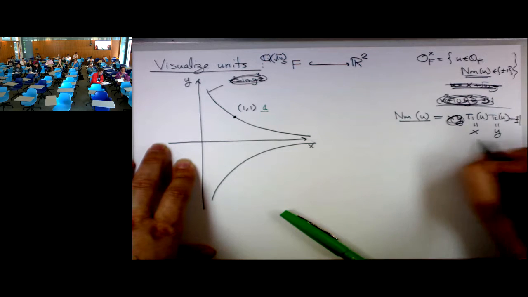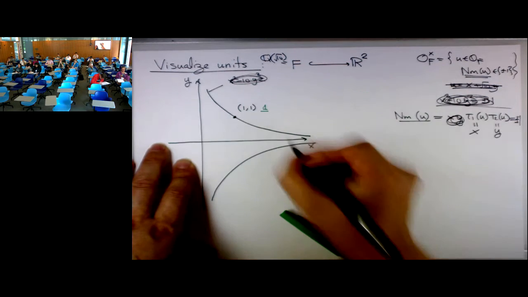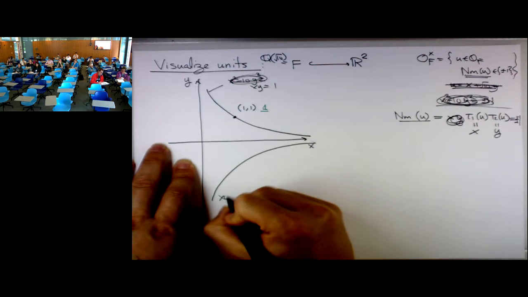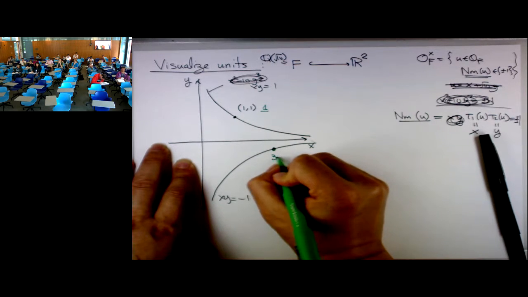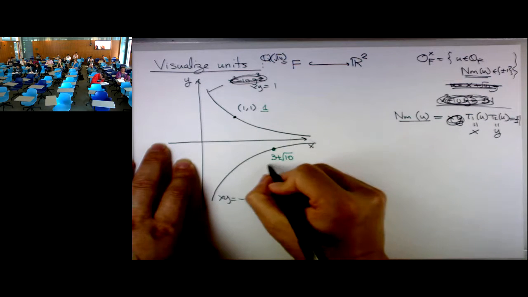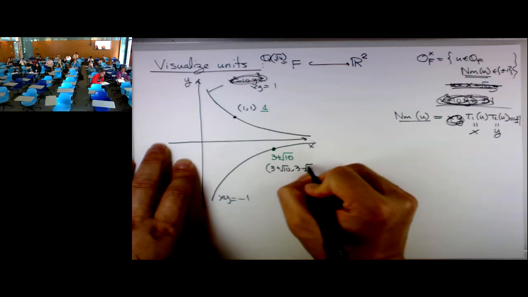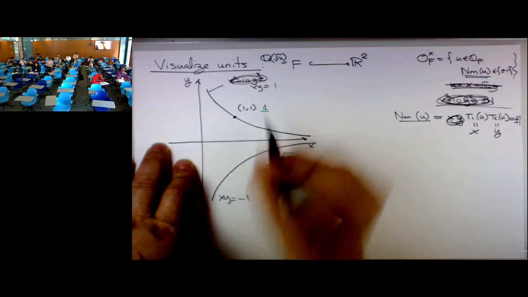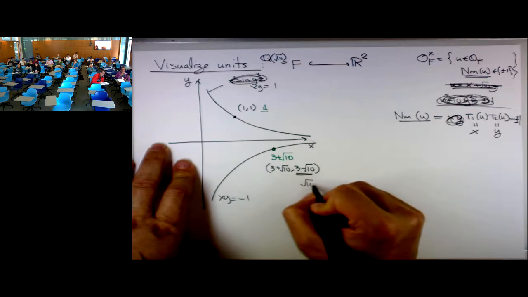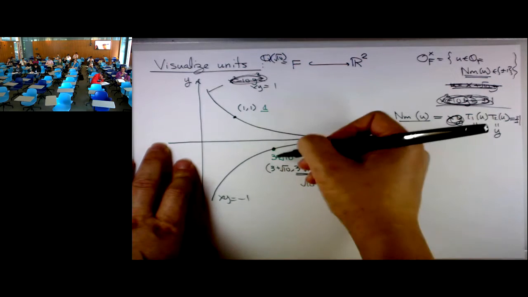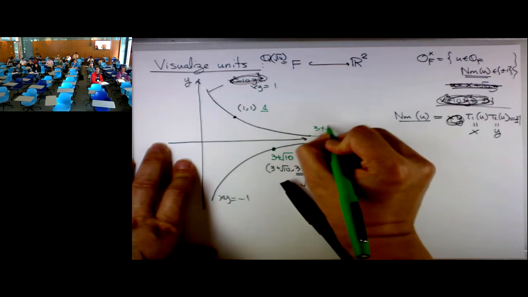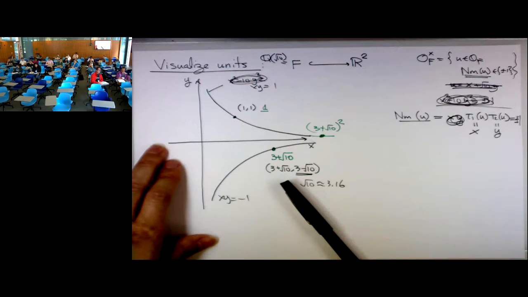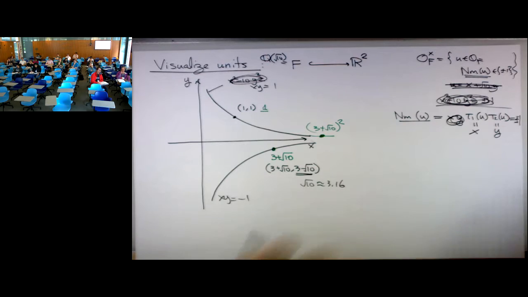I'm really looking at a standard problem where x times y equals plus or minus 1. This is xy equals 1, and this is xy equals negative 1. And so this is the number 1 here. And the next number is 3 plus root of 10, if I remember correctly. So the coordinates will be 3 plus root of 10 and 3 minus root of 10. So 3 plus root of 10 here, and 3 minus root of 10, where root of 10 is about 3.16, so it's a little bit lower here. And then the next one will be further down here. That will be 3 plus root of 10 squared, and so on.